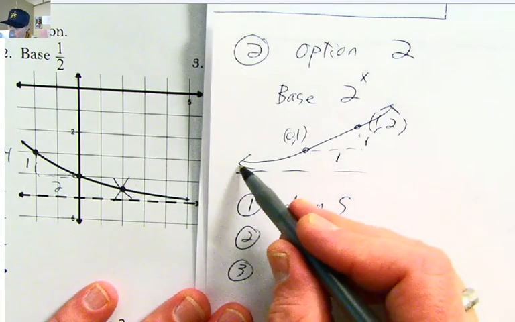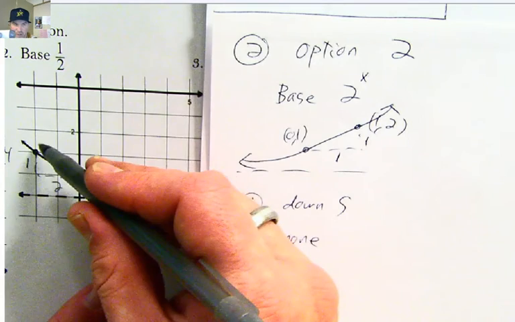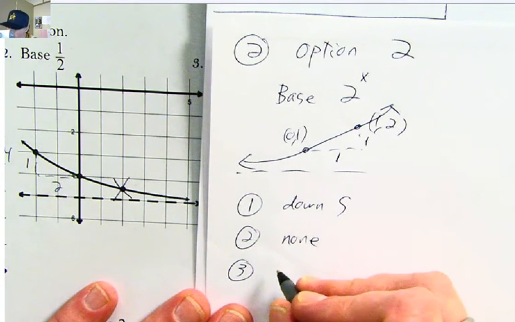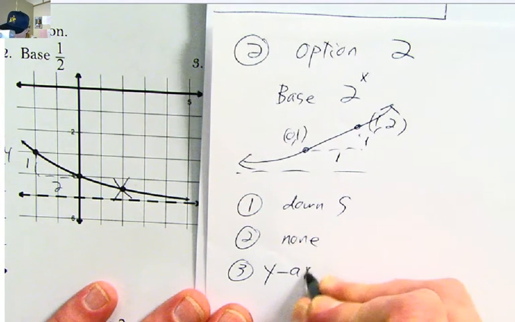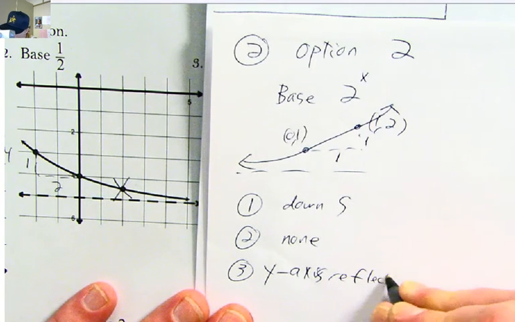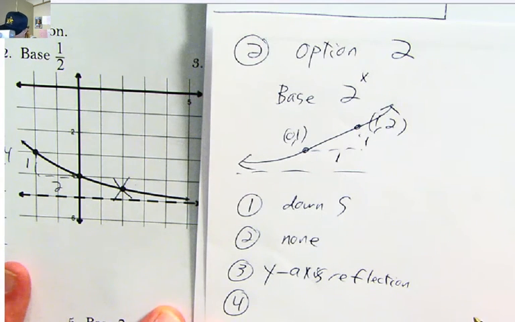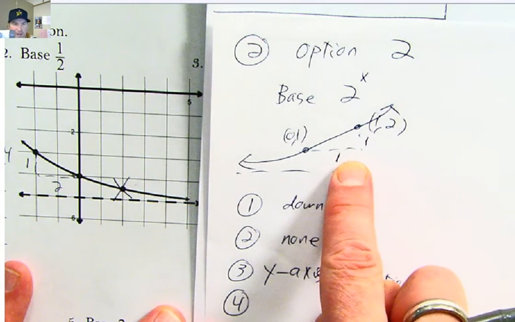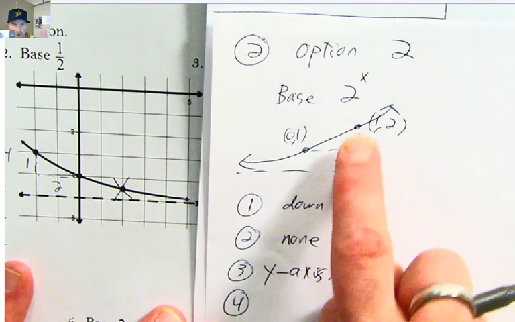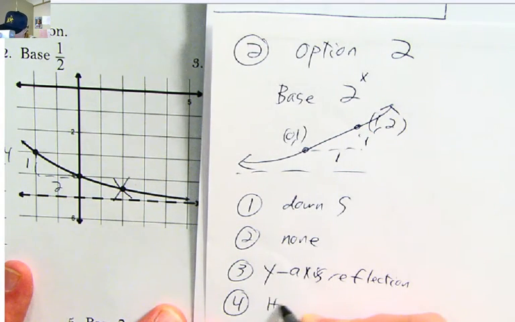In step 3, I'm used to my 2 to the x graph looking like this, but in this case, the 2 to the x graph looks like that. That is a y-axis reflection. And then for number 4, I'm used to over 1 up 1 for a 2 to the x graph, but in this case, it's over 2 up 1. So a horizontal dilation by a factor of 2.